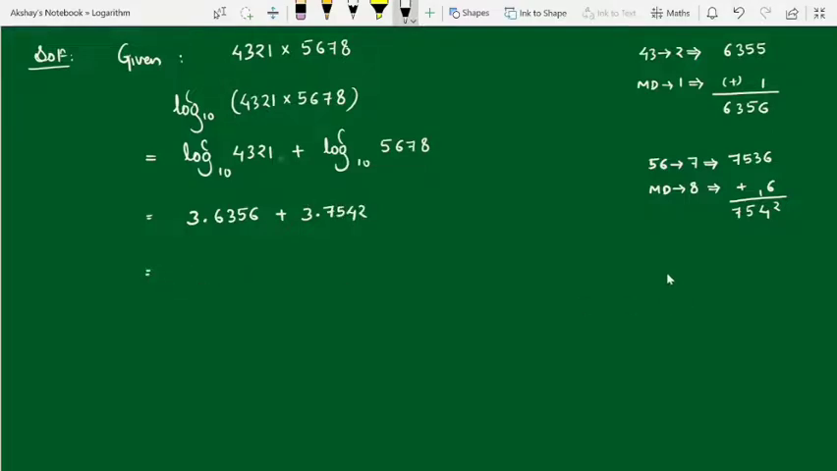So if you add and check, 3.6356 plus 3.7542, how much will you be getting? 7.38.